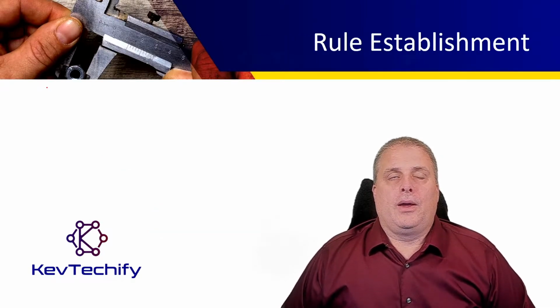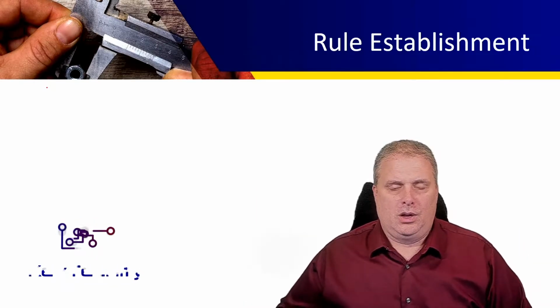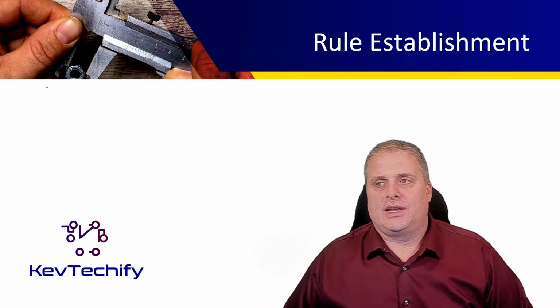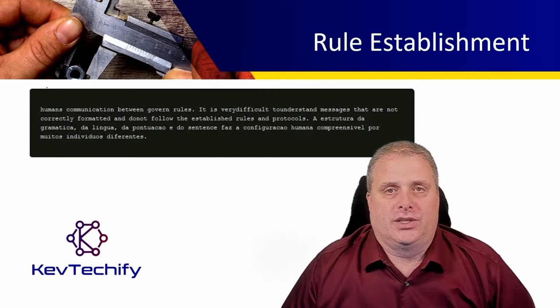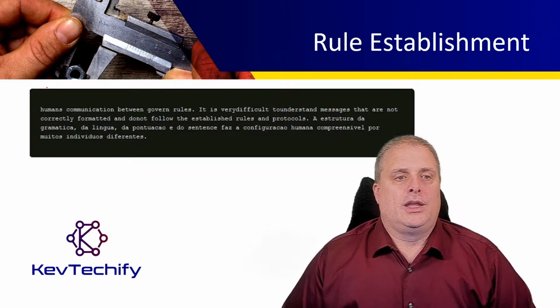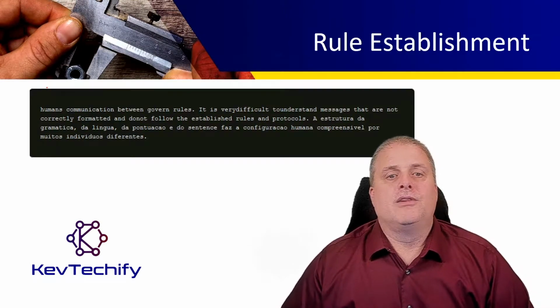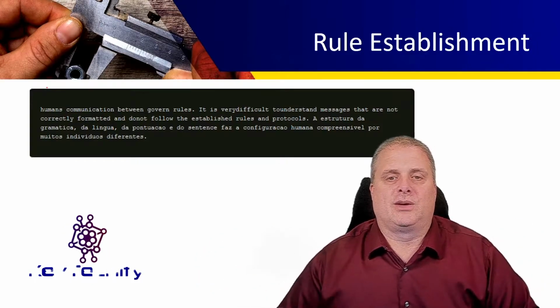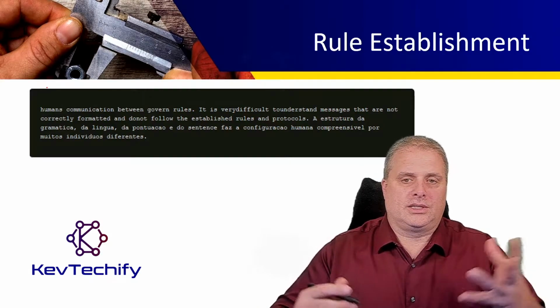Now, when we talk, we have rules in communications. We look at how we send the message, and there needs to be some sort of order. If I gave you this message, just take a look at it: "Humans, communication between, govern, rules." It is very difficult, and there are no spaces in some of this, to understand messages. And as you read through this, it's a little hard to read.